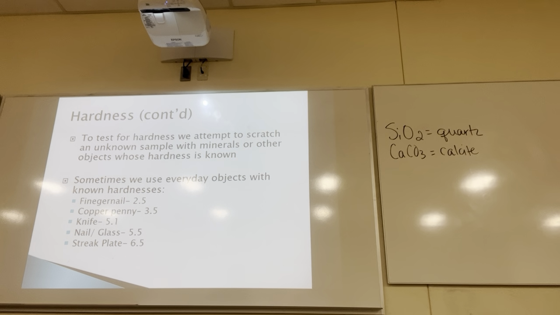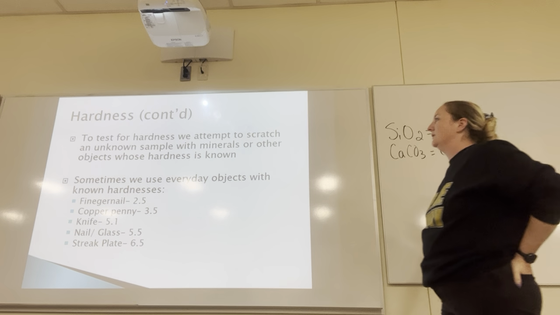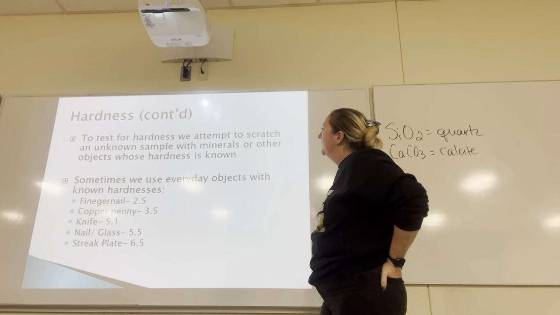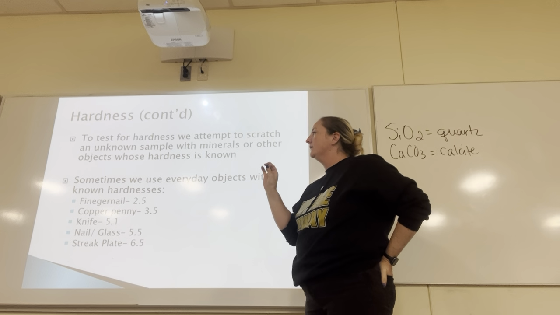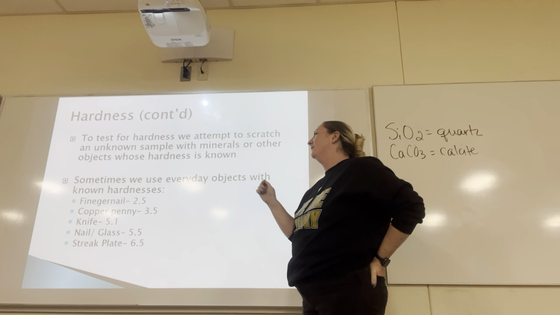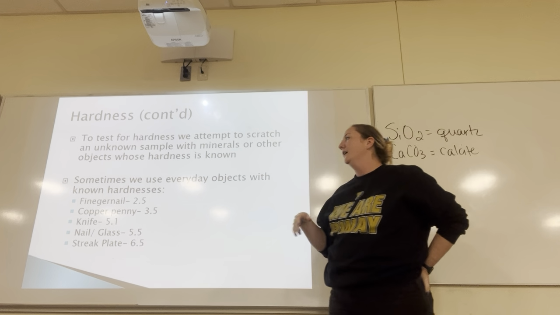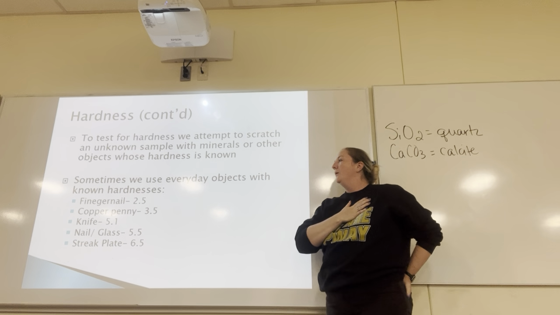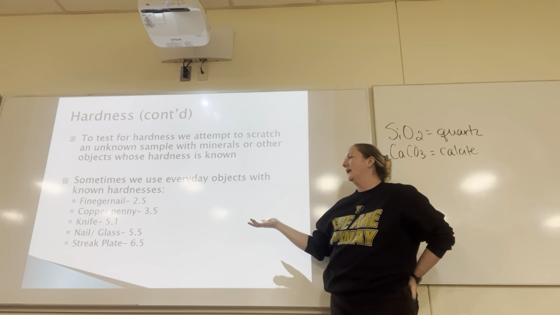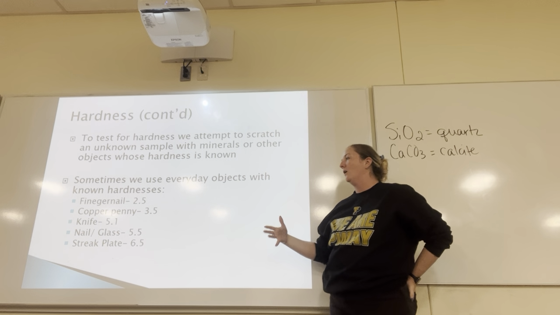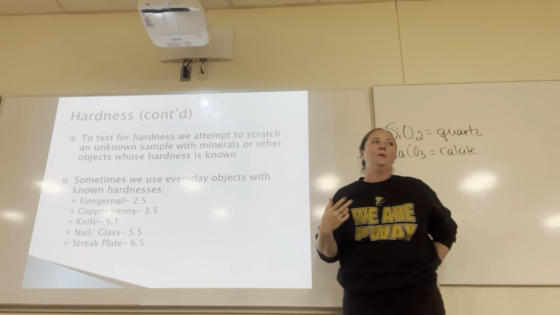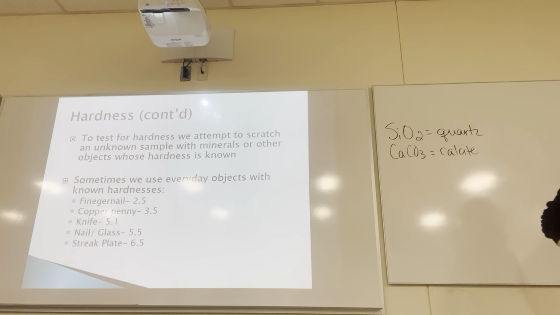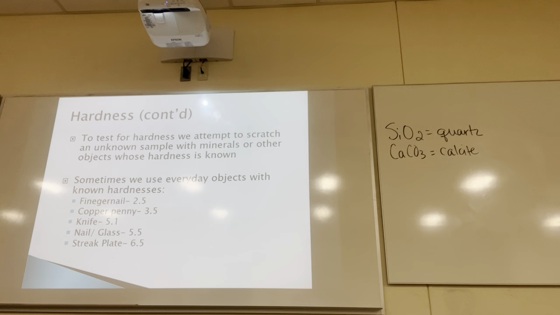And then we're going to write it up in our lab, and we're going to explain it to someone who never had heard of how to do such a thing. All right. So something like your fingernail typically has a hardness of about 2.5. A copper penny is about 3.5. A knife blade, which we're not going to use in class because it just seems dangerous, would be about a 5.1. Something like a nail or a glass plate is going to have a hardness of 5.5, and the streak plate will have a hardness of about 6.5. So we can see if those things scratch our samples. This next slide is the Mohs hardness scale.